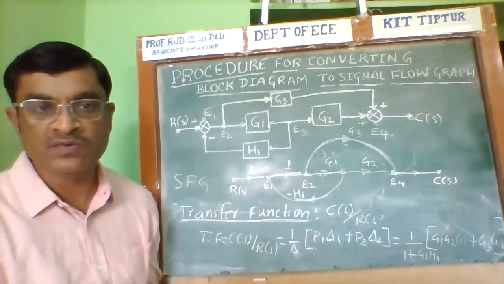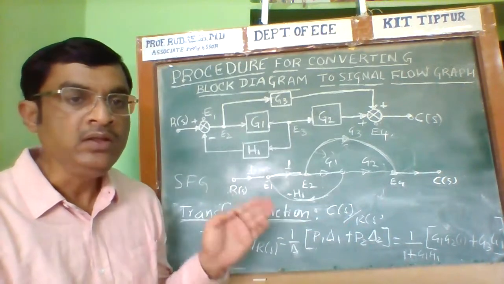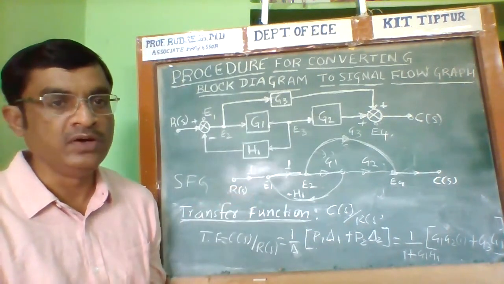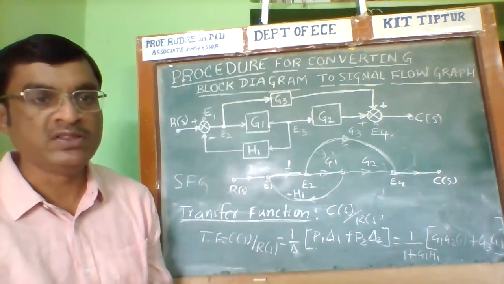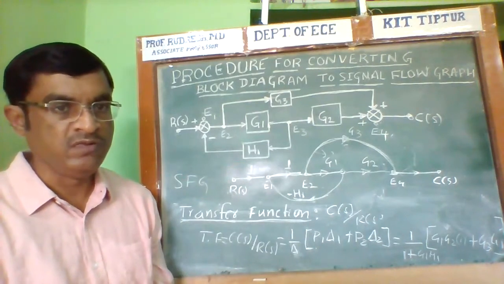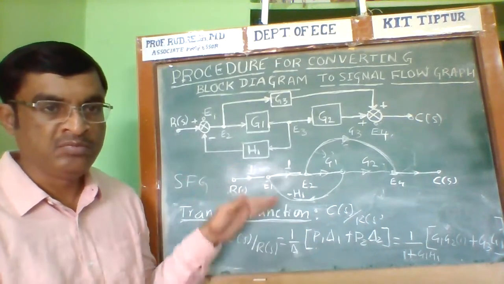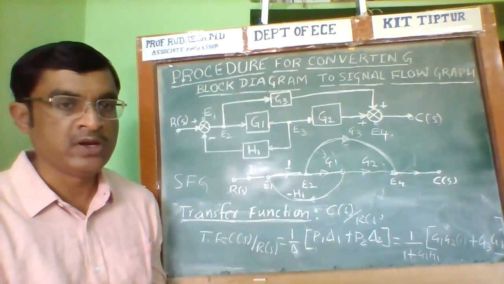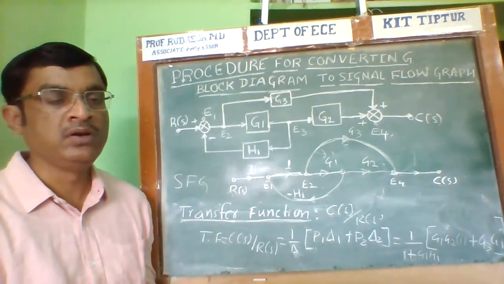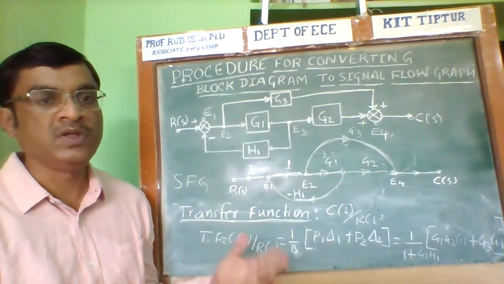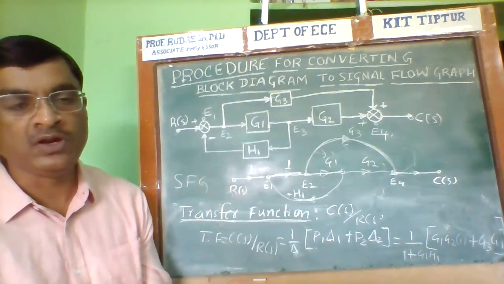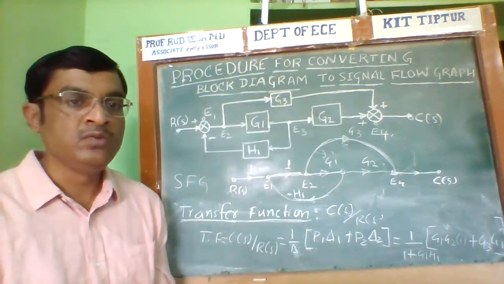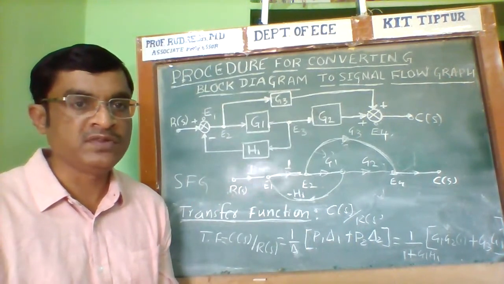This is the way of calculating when the block diagram is given: we need to convert the block diagram into a signal flow graph and apply Mason's gain formula. In the next session, I am going to consider another example of how to convert a block diagram into a signal flow graph and calculate the overall gain of the system.